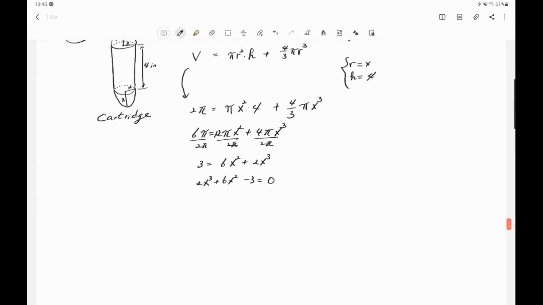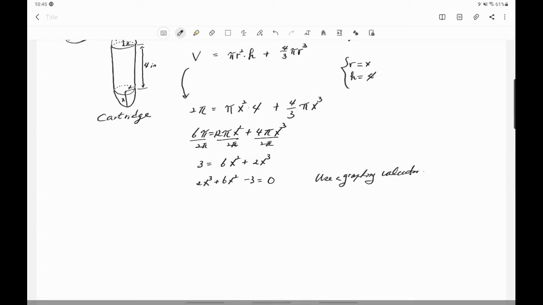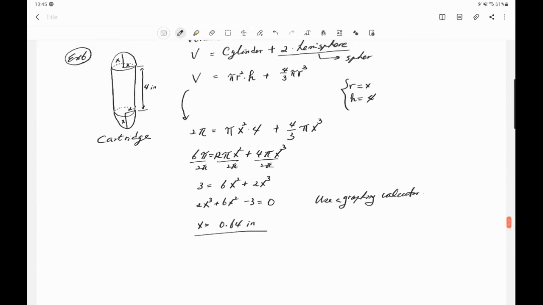In that case, actually the zeros are not fractions. The zeros are decimals, so we cannot actually use the rational zero method. In this case, use the graphing calculator to find the solution. Then x will be approximately 0.64 inches.